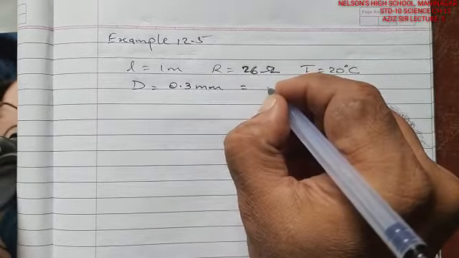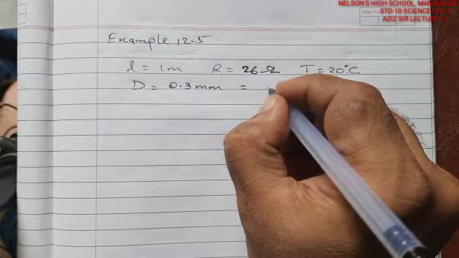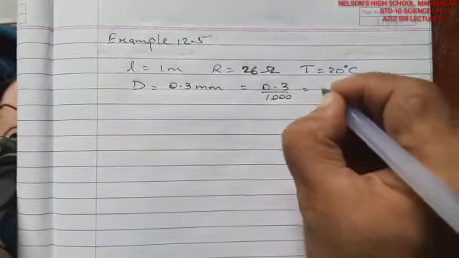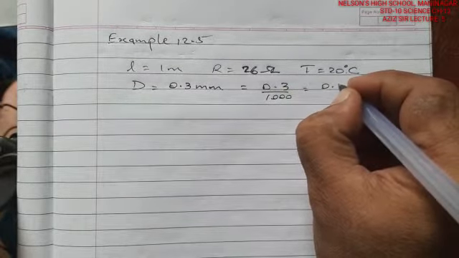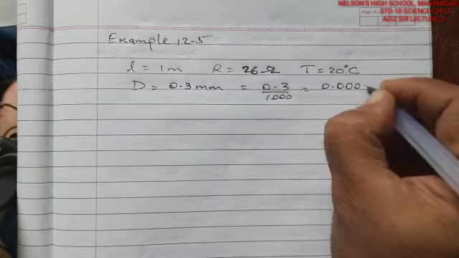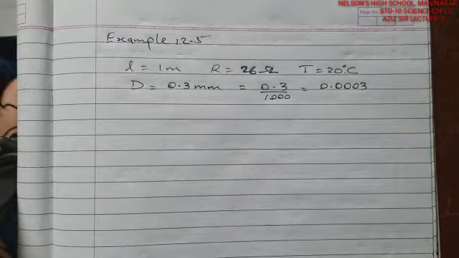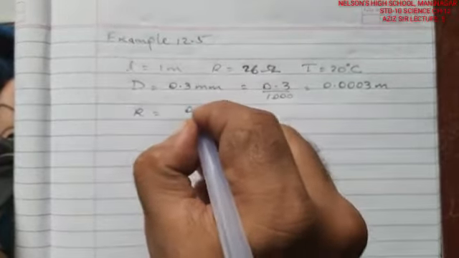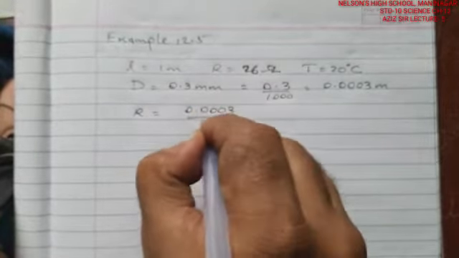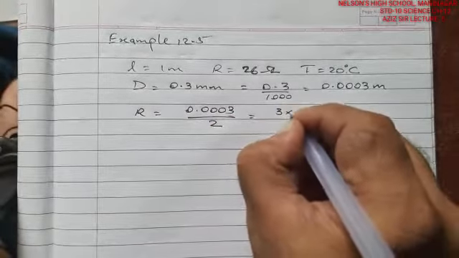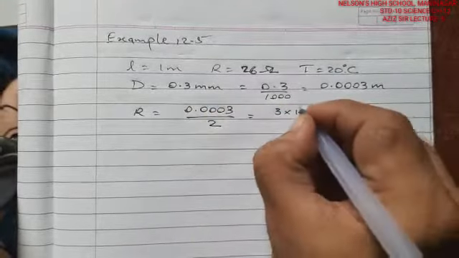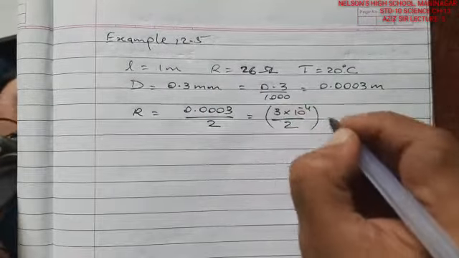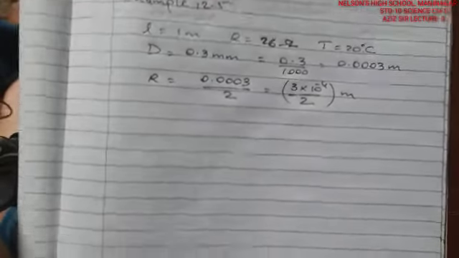So 0.3 divided by 1000 goes to 0.0003, right. So this is in terms of meter now, and if I take the radius, this will be 0.0003 divided by 2, or you can write it in the form of 3 into 10 raised to minus 4 divided by 2. In this way also you can write this in terms of meter, right. This will be the radius.